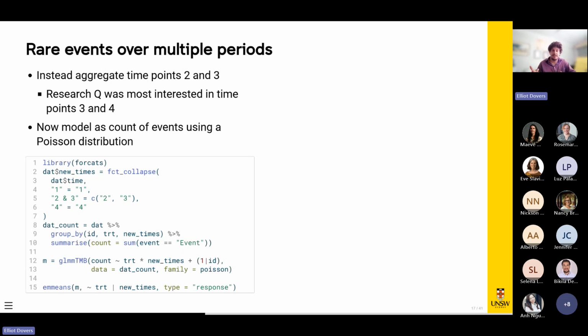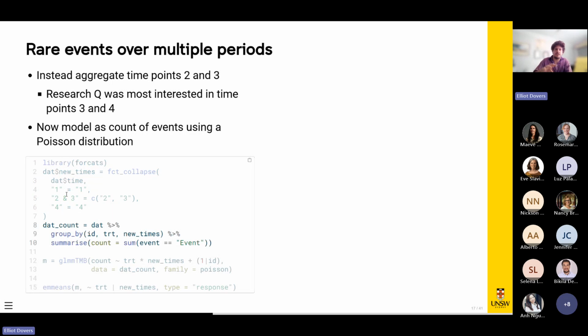We've got quite a few subjects in this, I think over 100. So we can actually just aggregate our counts of events happening in time points 2 and 3 and model the counts using a Poisson distribution. We're effectively approximating our binomial with a Poisson distribution here. We can do this in R pretty easily. I'm using forcats, which gives us some capabilities to rearrange categorical variables. Here I'm creating new time points, where I'm saying that time points 2 and 3 are now going to be their own new time point.